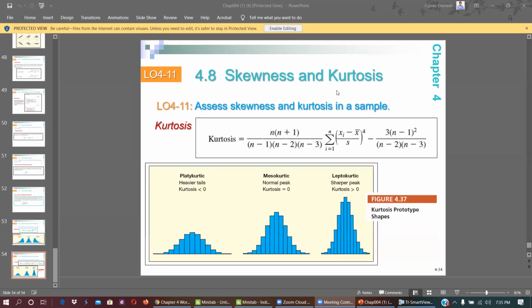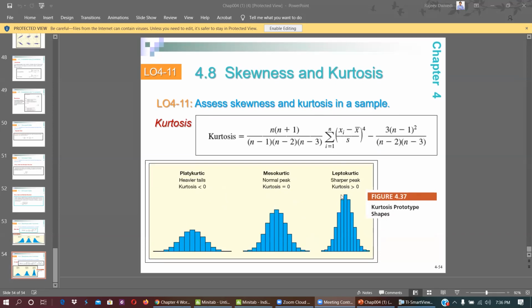Similarly, kurtosis is the representation of the peak of the data. If kurtosis is equal to 0, that means it is a normal peak. If it is less than 0, it means heavier tails, which is platykurtic, or leptokurtic, if it is greater than 0, meaning it is very sharp. So these things are there.